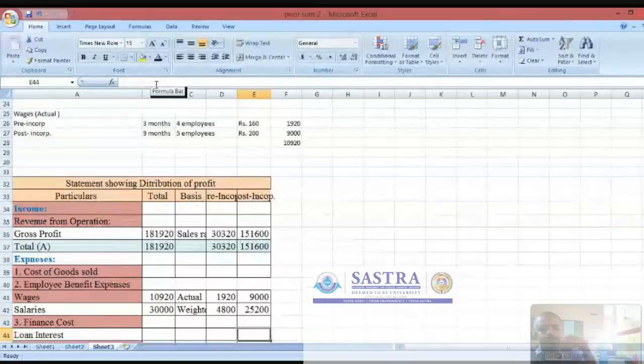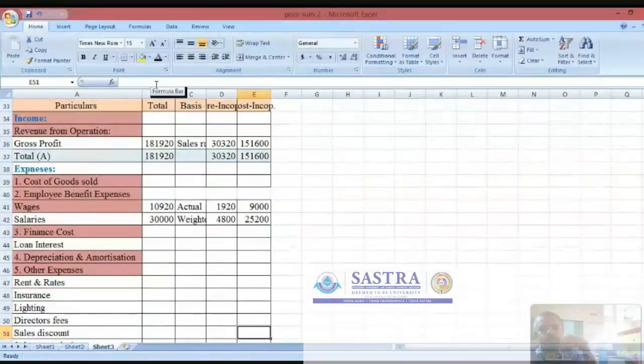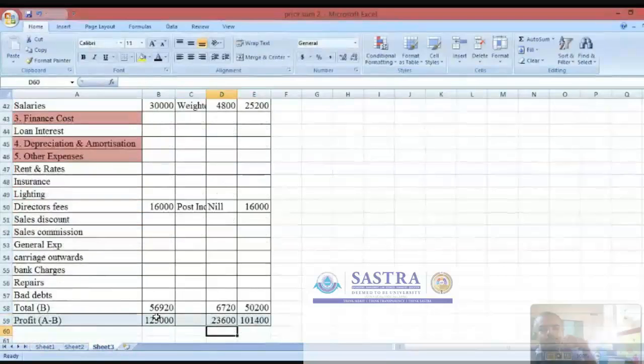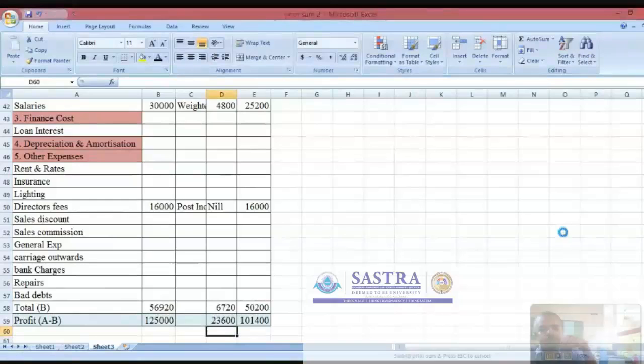Okay, now next one, director fees. Director fees is for allocation. Director fees is going to be 16,000. Post-incorporation, it's going to be nil. That's all. I hope you got the answer. 1,25,000 is the net profit. Pre-incorporation is going to be 23,600. Post-incorporation is going to be 1,01,400. That's all. Do you have any doubt? You can ask me now.